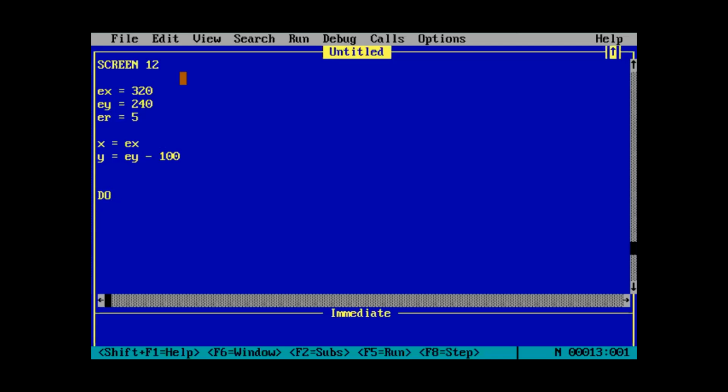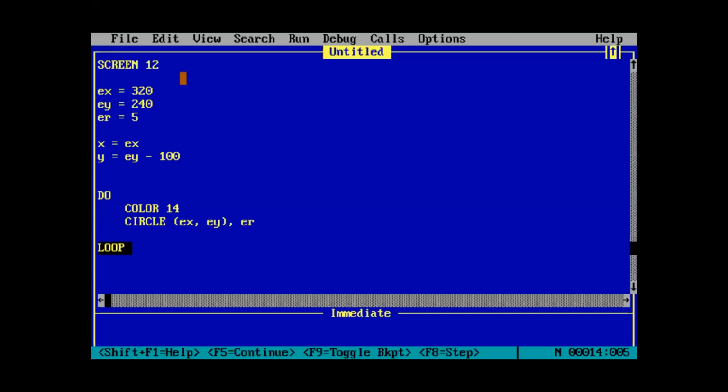This is a do loop. It'll go forever. And let's draw the Earth here. The Earth is going to be a circle at EX, EY. Remember, X is how far left and right, and Y is how far up and down. And it's going to have a radius of ER. Let's give it a color, too. Colors are numbers in this language. So this is going to be color yellow. That looks pretty good.